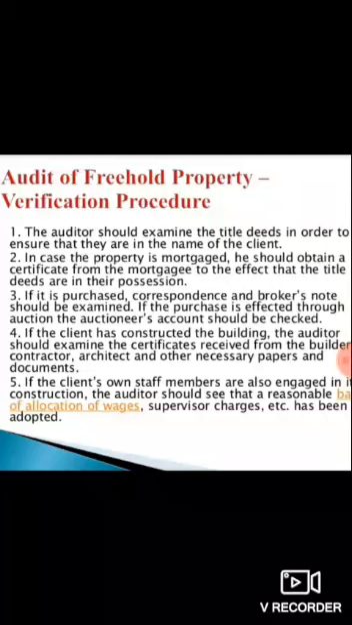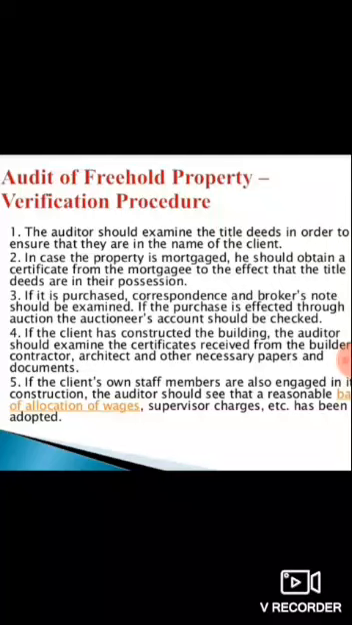This is the first step that the auditor has to do when verifying the freehold property. Next, in case the property is mortgaged, he should obtain a certificate from the mortgagee to the effect that the title deeds are in their possession. So after holding the property, if they are mortgaged for taking a loan, he should definitely get a certificate from the mortgagee. So how much they mortgaged it, and for how much time they have mortgaged it. So it is very important when auditing freehold property.